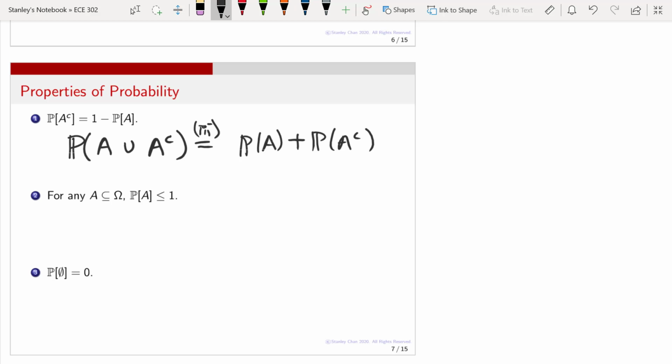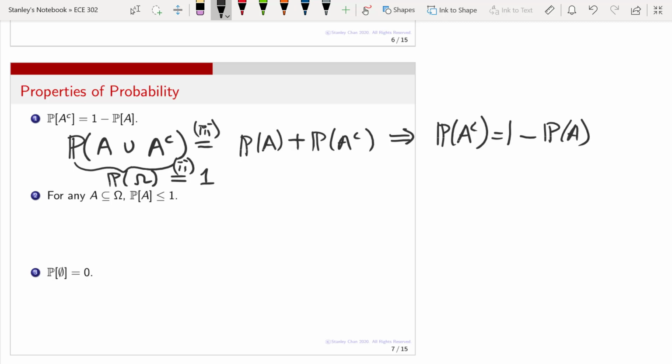Okay, and so now what is this? This is the probability of the sample space, and so this is equal to 1 by axiom number 2, and therefore I know that here I can have a probability of A complement. It will just be 1 minus the probability of A. Okay, so we have proved this result.